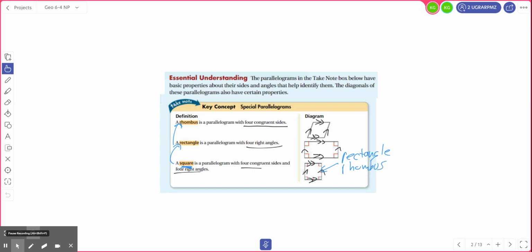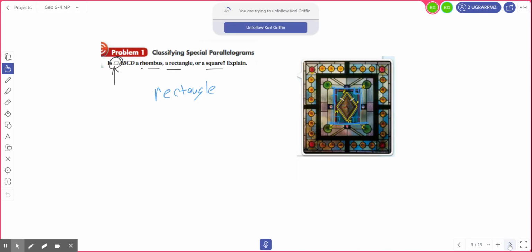But if we had to name it, we should use the most specific name we can. And so if we knew it had congruent sides and congruent angles, we would call it a square instead of calling it a rectangle or a rhombus. In this case, we don't know that the sides are congruent, so the most specific thing we can say about it is that it is a rectangle. And the explanation is what I've told you. It has four right angles, and we don't know that the four sides are congruent.